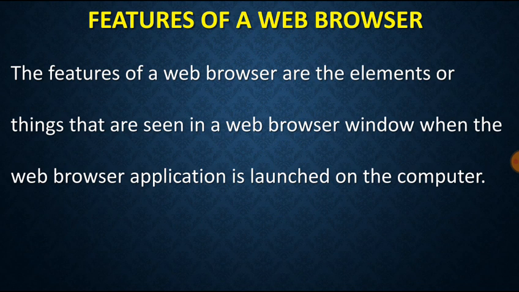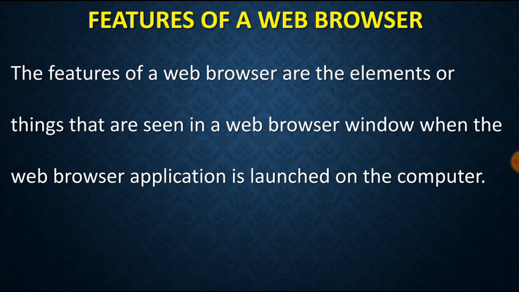The features of a web browser are the elements or the things that are seen in a web browser window when the web browser application is launched on the computer. So what we see within a web browser window when the application is launched, that's what we refer to as the features or the elements of a web browser window. And some of these things that we normally see in web browsers are the tools or the commands that a user uses or clicks on when using the web browser.